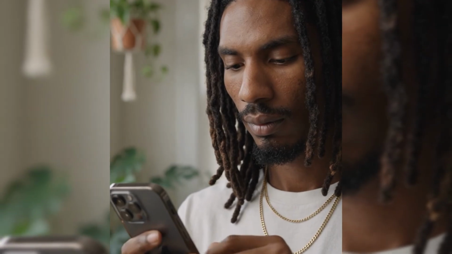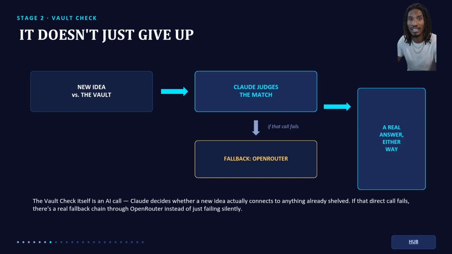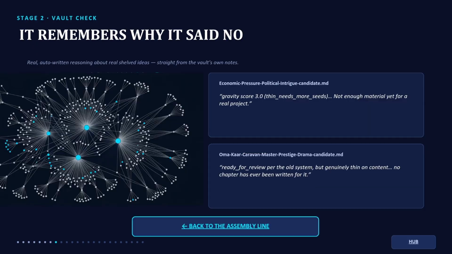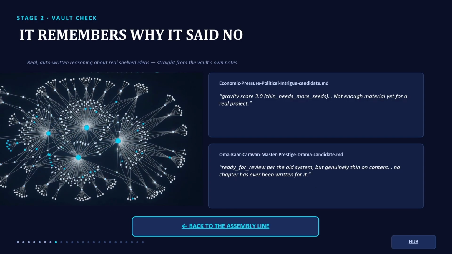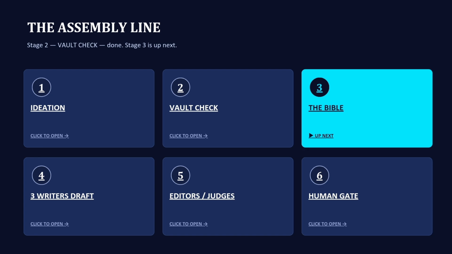An AI call decides if a new idea connects to anything already shelved, and it's got a real fallback too. If that direct call fails, it retries through OpenRouter instead of just failing silently. It doesn't just reject an idea and forget why either. It writes down its own reasoning. These are 2 real examples straight from the vault. That's vault check. Back to the assembly line. The Bible is up next.